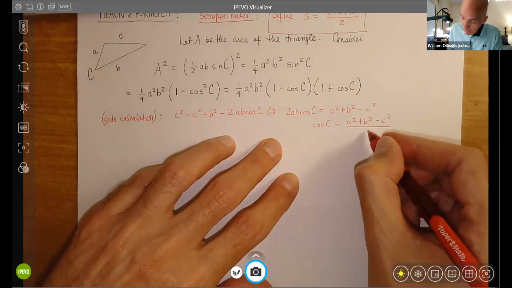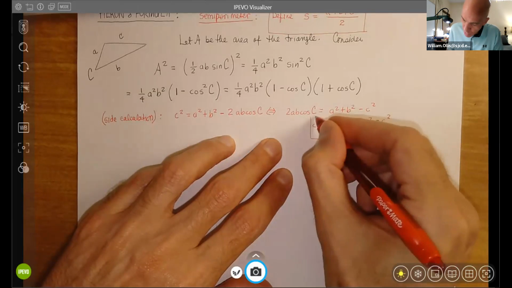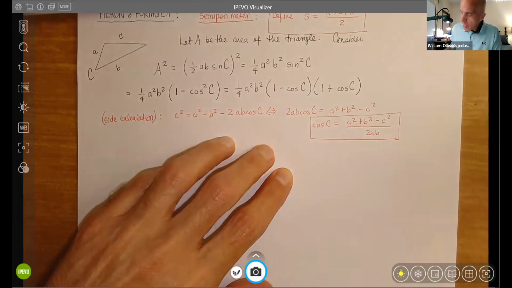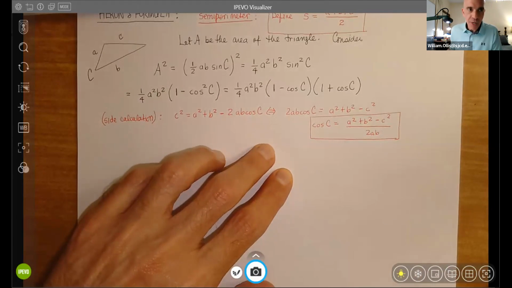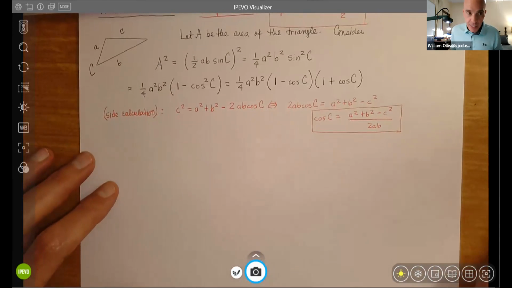Now let's divide by 2AB. So cosine C equals A squared plus B squared minus C squared, divided by 2AB. So this is an expression for the cosine. And that's good because this is going to allow us to get rid of the A squared, B squared eventually up here with these things in the denominator.